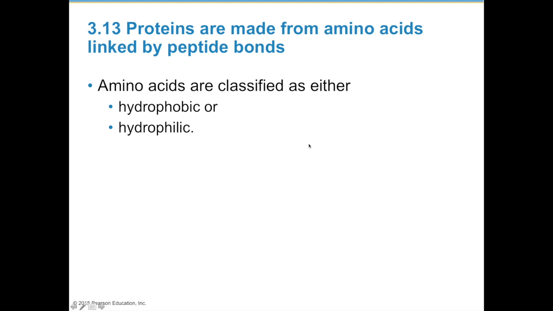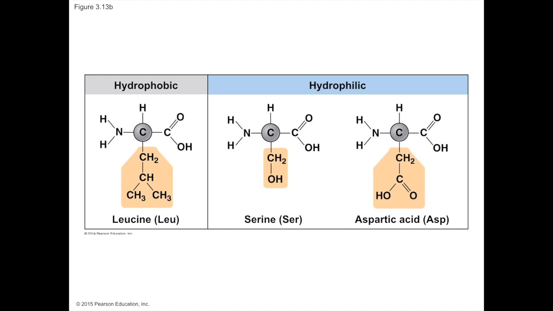Amino acids are either classified as hydrophobic or hydrophilic. It just depends on what that R group is to determine if it's hydrophobic or hydrophilic. So leucine would be an example of a hydrophobic one because these are all covalently bonded. This, we know oxygen is very greedy. This is going to be polar. This guy's polar, and this is polar.